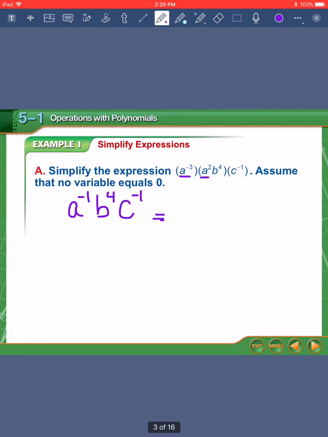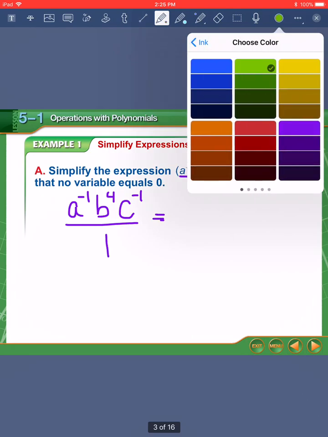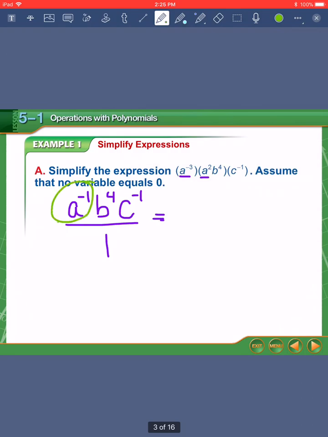So what we're going to do to make those exponents positive is put all of this over 1. And then we just need to move the location of those exponents to make them positive. So a to the negative first, I'm going to move down to the bottom and make it a to the positive first. c to the negative first, move it down to the bottom, making it c to the positive first. So I end up with b to the fourth over ac.